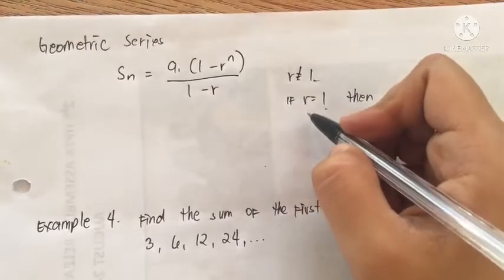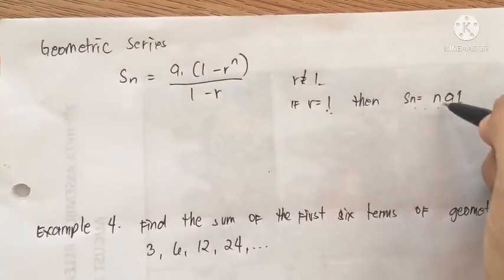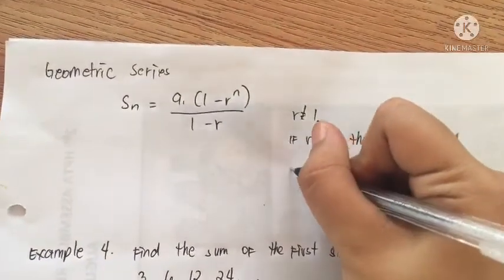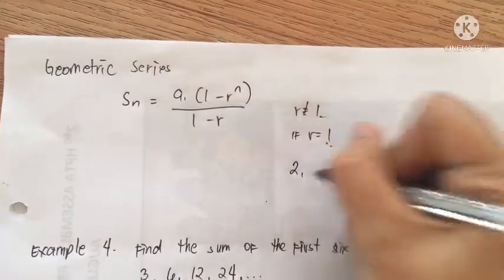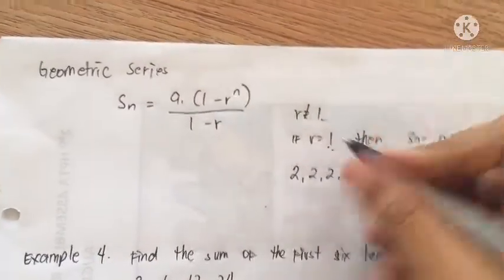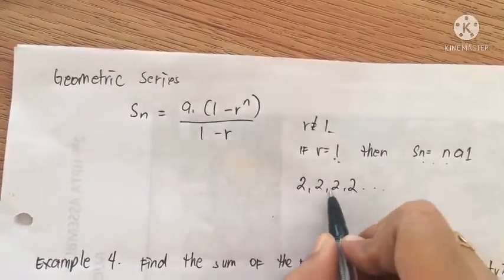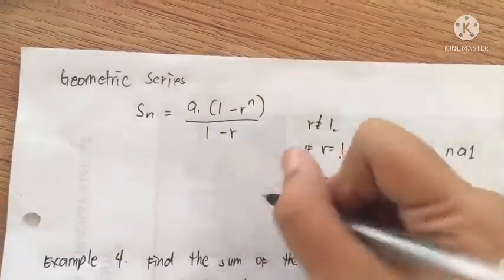So, kapag ang ratio mo, nakuha mo is 1, para makuha mo ang sum, i-add mo lang siya kung pang ilang term. Example, ito yung example niyan. For example, ganito yan. Ang sequence natin, 2, 2, 2, 2, 2, 2, 2, ganyan lang siya, diba? So, ano ang ratio nito? 2 divide 2 is 1, 2 divide 2 is 1, 2 divide 2 is 1. So, ang ratio niya is 1.